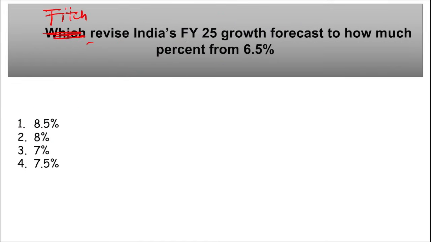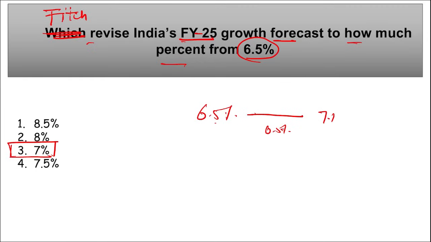Fitch has revised India's fiscal year 25 growth forecast to how much percent from 6.5%. Earlier, Fitch was projecting that India will be growing by 6.5%, but now the revised projection is that India will be growing by 7% as per the data released by Fitch. Right? Fitch is an international credit rating agency, and they have forecasted India's GDP growth, and they have increased it by 0.5% to 7% for fiscal year 25. Right? So take a note of this.